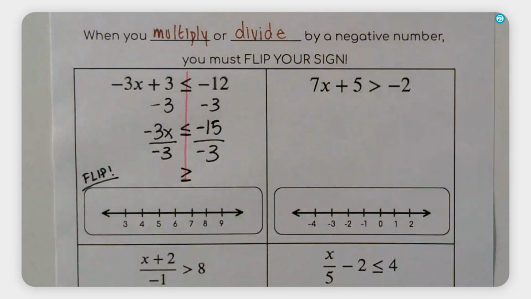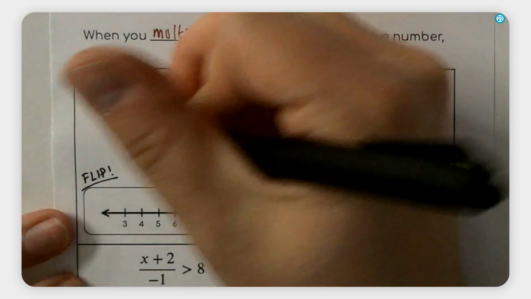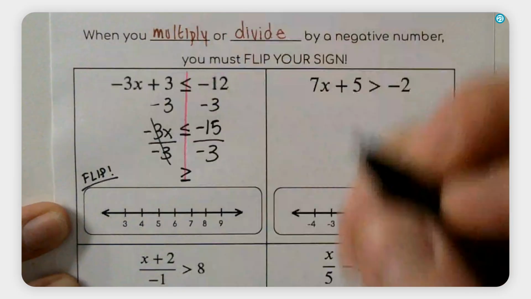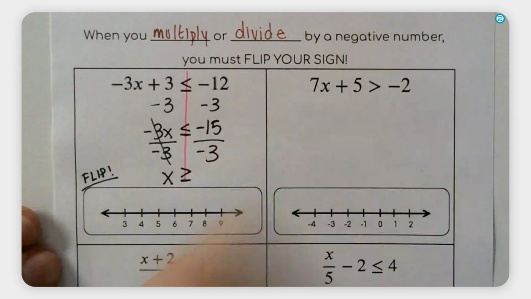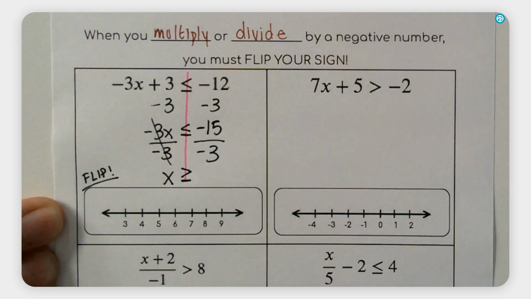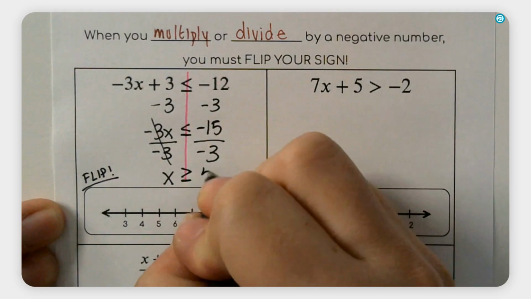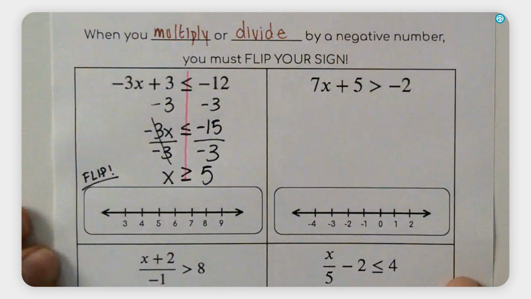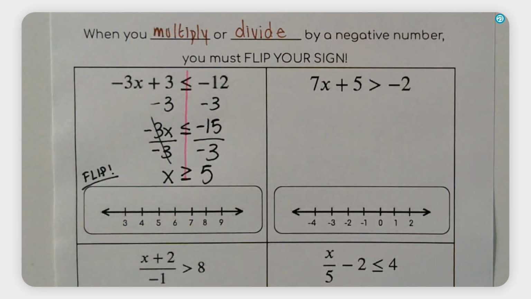What did I just divide by? 7. Is that negative? No. So since the number I divided by is not negative, I do not need to flip my sign. It stays the same. Now after dividing, negative 7 divided by 7 is negative 1. So my answer is x is greater than negative 1. Even though I got a negative answer, I did not divide by a negative number, so I do not flip the sign. Any questions about that?